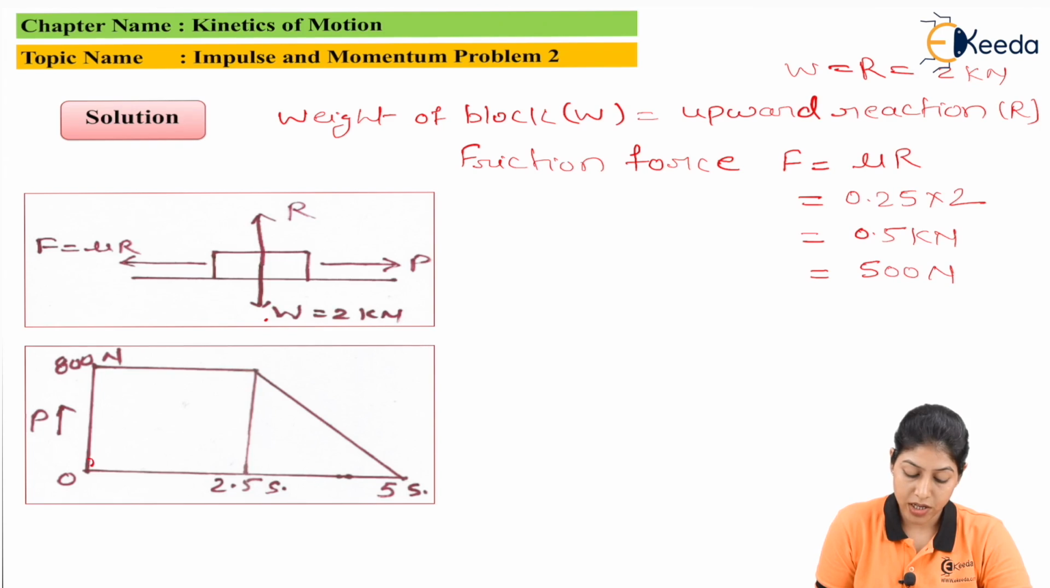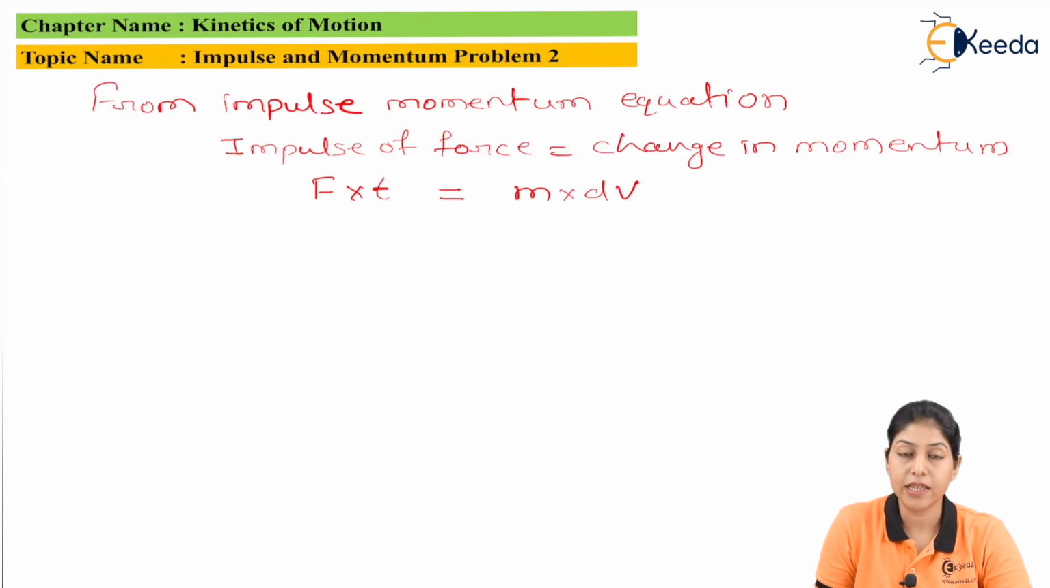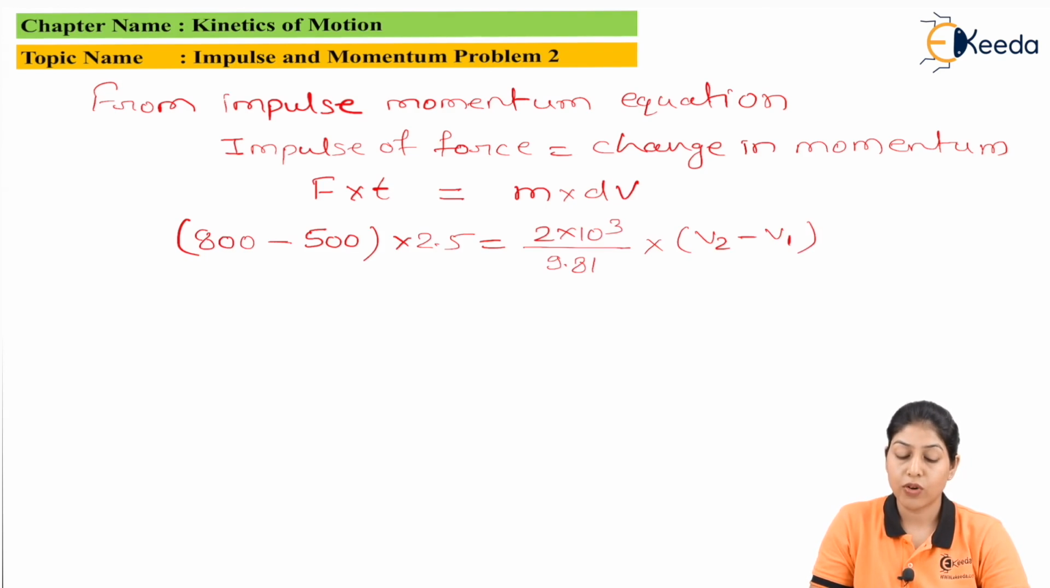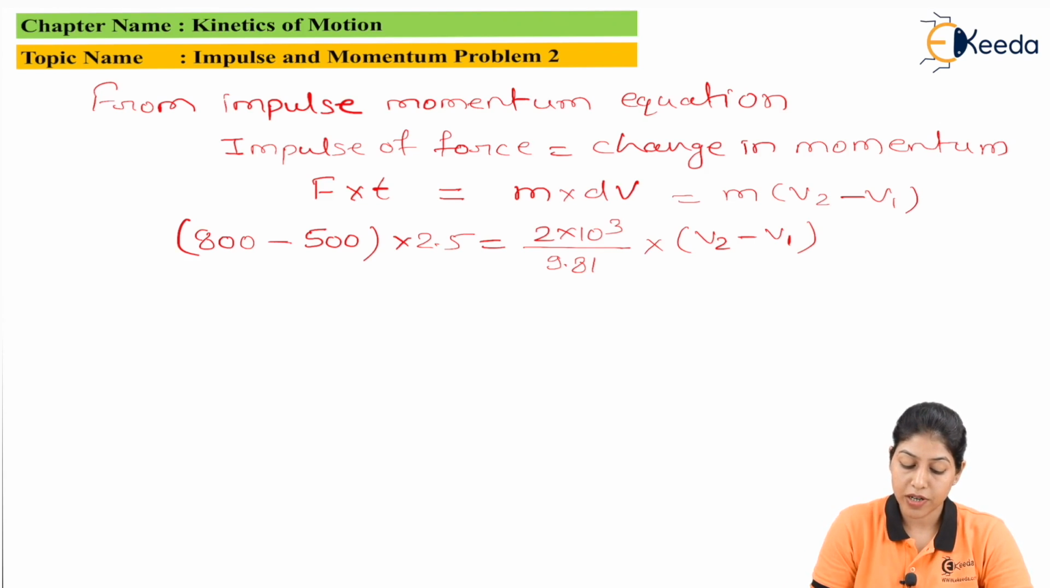We are considering this particular condition, when we are taking the initial velocity and the velocity at 2.5 seconds. This particular variation we are considering. So we will take the value of forces in this variation and apply the concept of the impulse momentum equation, and then we will find out the value of velocity at 2.5 seconds. This will be our equation: F into T equals M into dV. So this M into dV will be M into V2 minus V1. Here, this particular term is representing the impulse momentum equation.